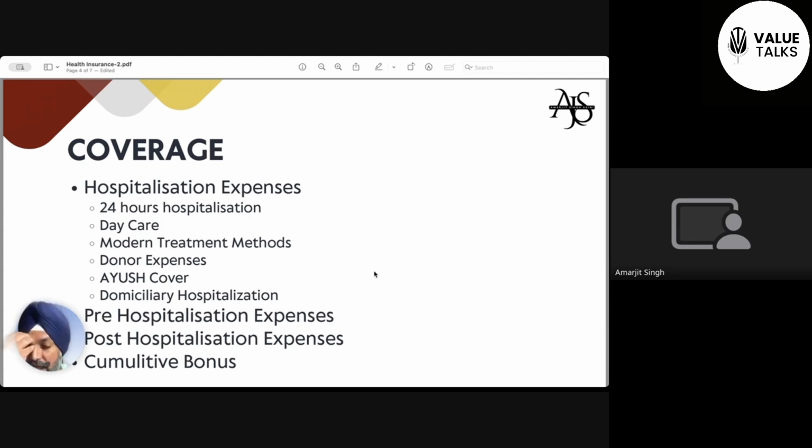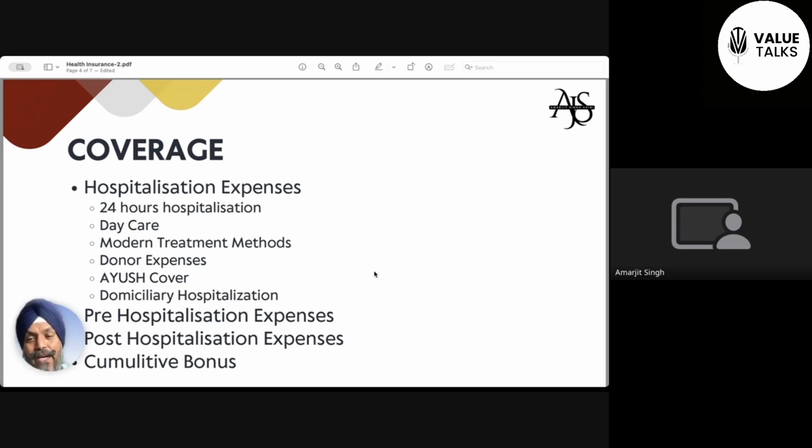I remember one case where this lady underwent heart transplant, and after transplant, Medanta shifted her to home, and one doctor and ICU setup was created at home, and she was treated at home. This is what is domiciliary hospitalization. So this also cover these policies.